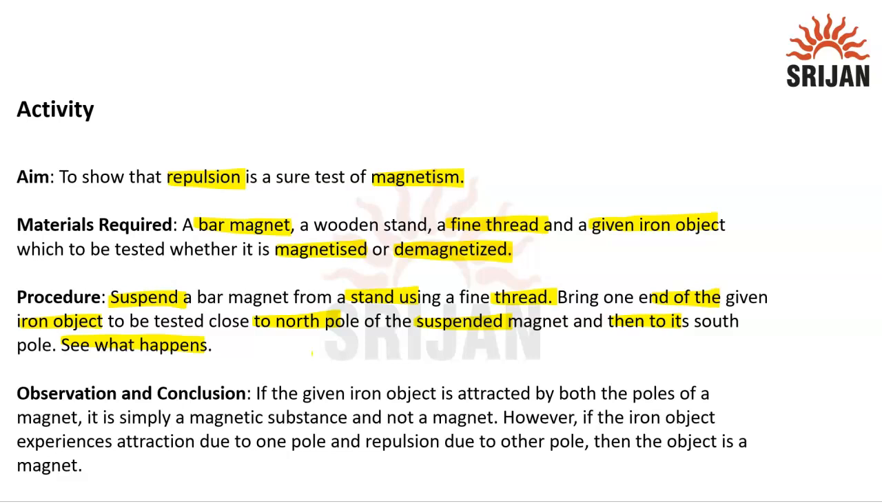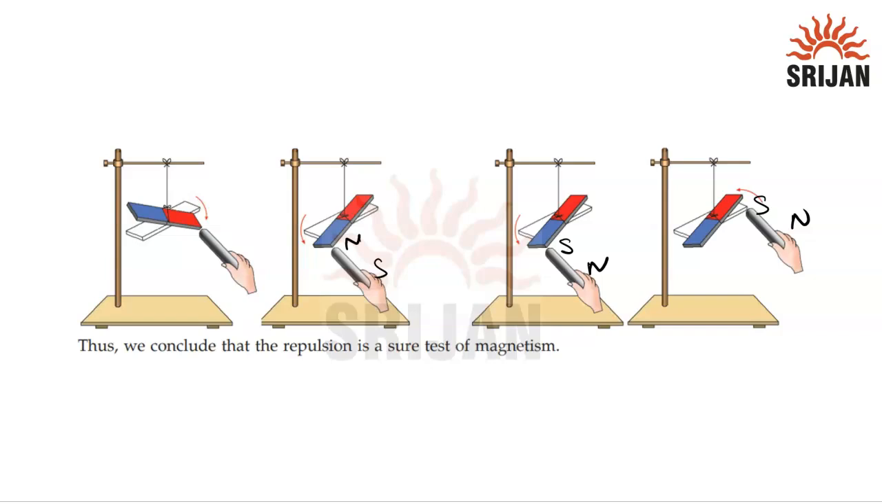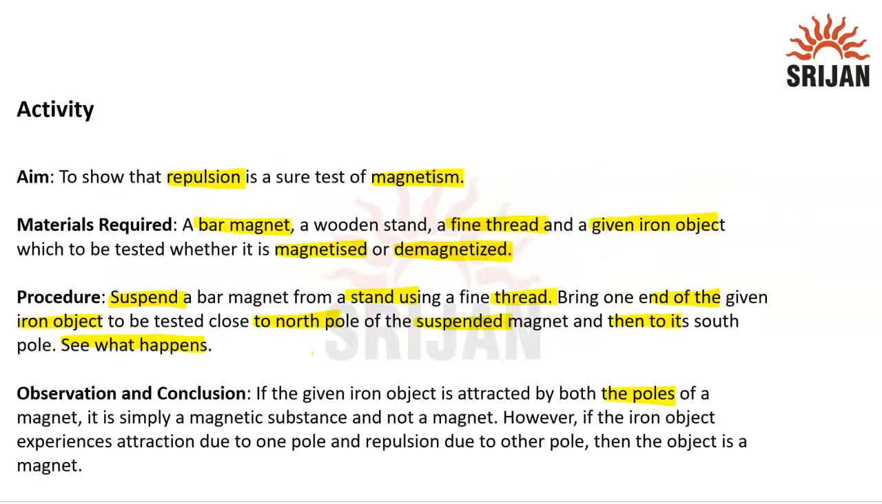So the observation and conclusion will be: if the iron object is attracted by both the poles, meaning if this point is attracted here as well as here, then it is clear that it is simply a magnetic substance, not a magnet, because it is not repelling at any one pole. However, if the iron object experiences attraction due to one pole and repulsion due to the other, then the object is surely a magnet. So I just hope it is clear to you. Thank you.